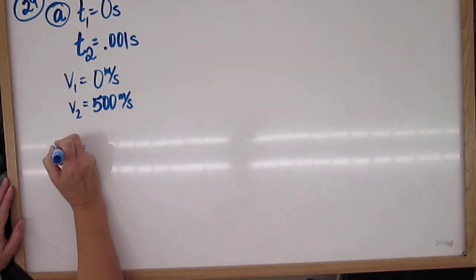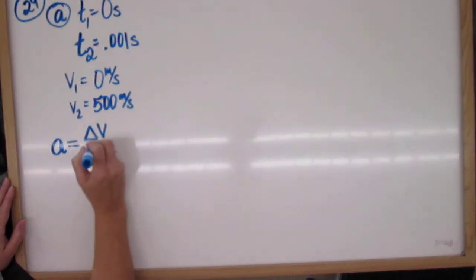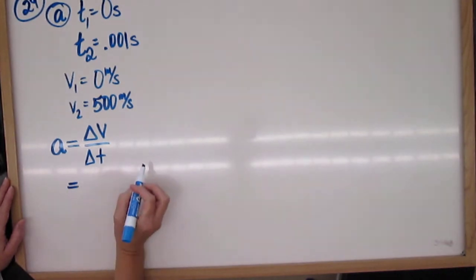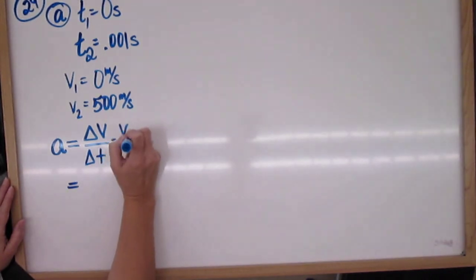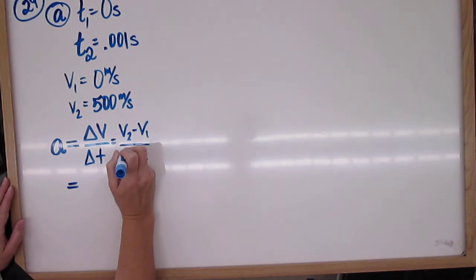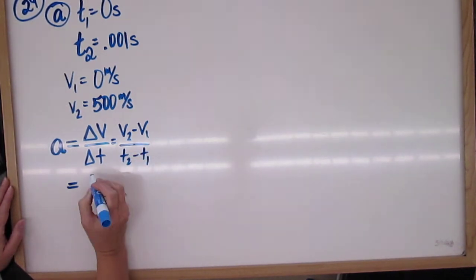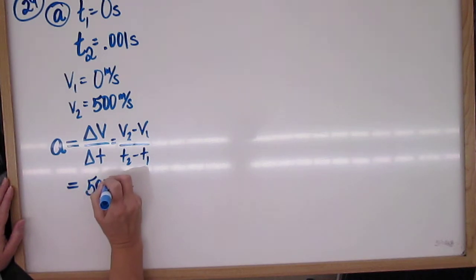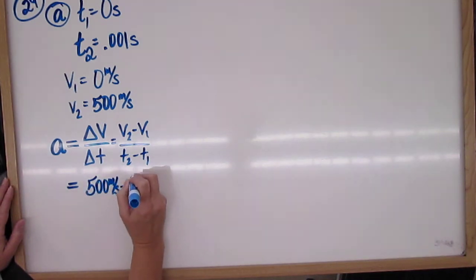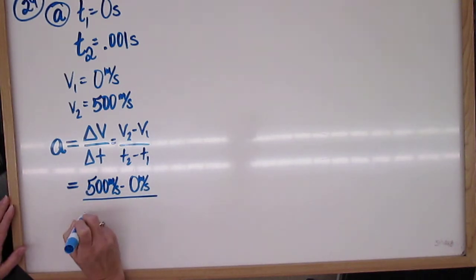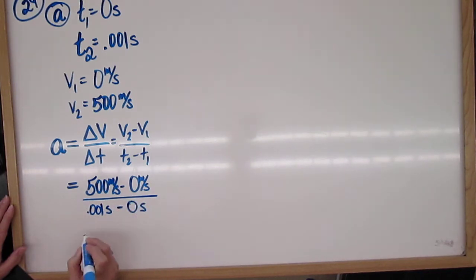To calculate the acceleration, we go back to the definition. Acceleration is equal to the change in velocity divided by the change in time. This is the same as v2 minus v1 over t2 minus t1. Plugging in our numbers, we have 500 meters per second minus 0 meters per second divided by 0.001 seconds minus 0 seconds.